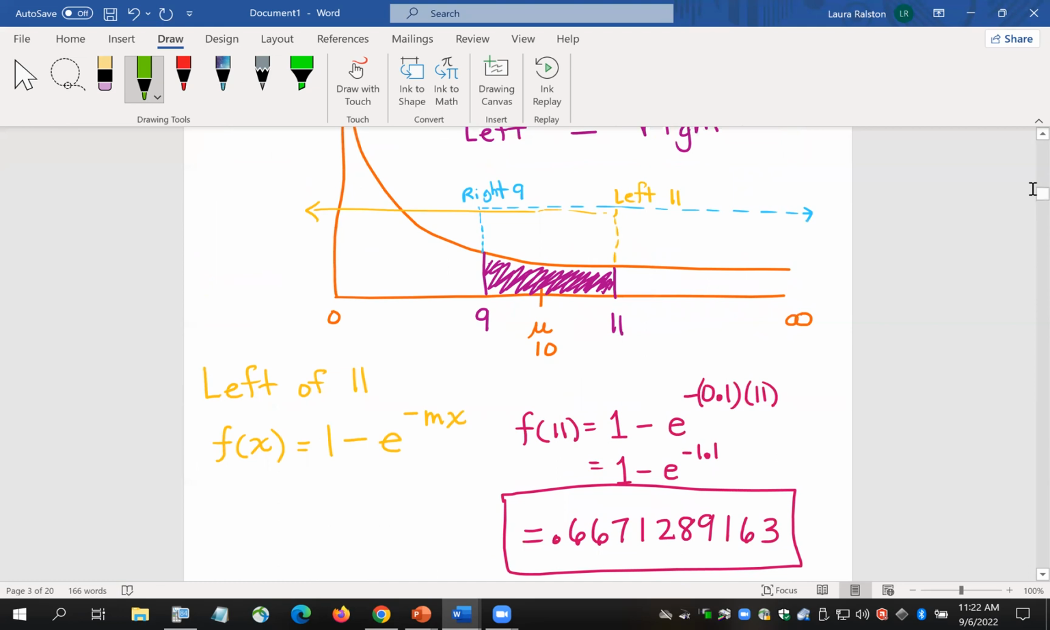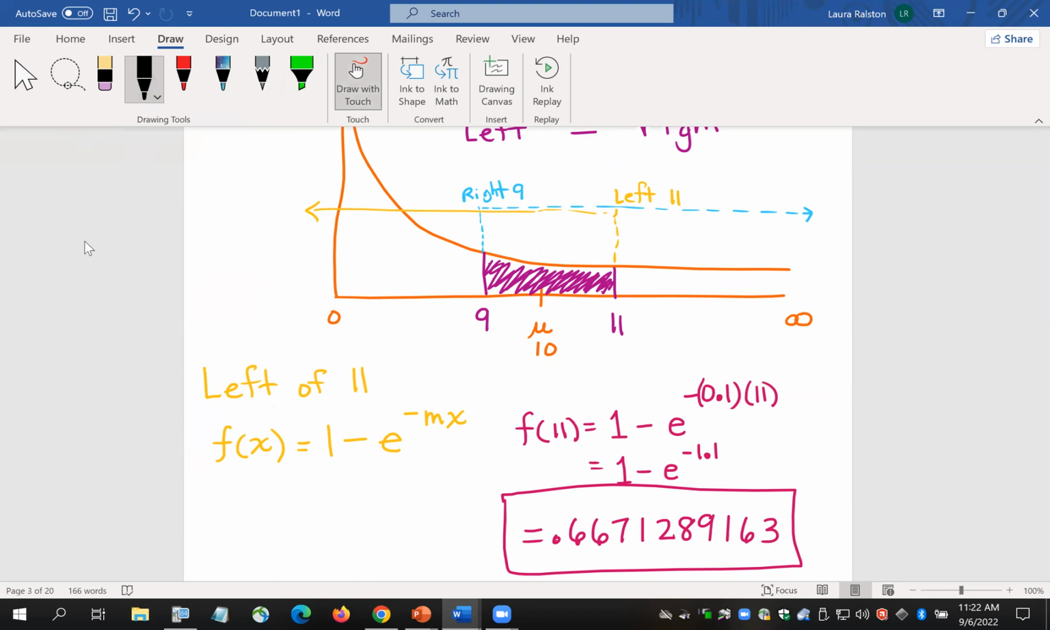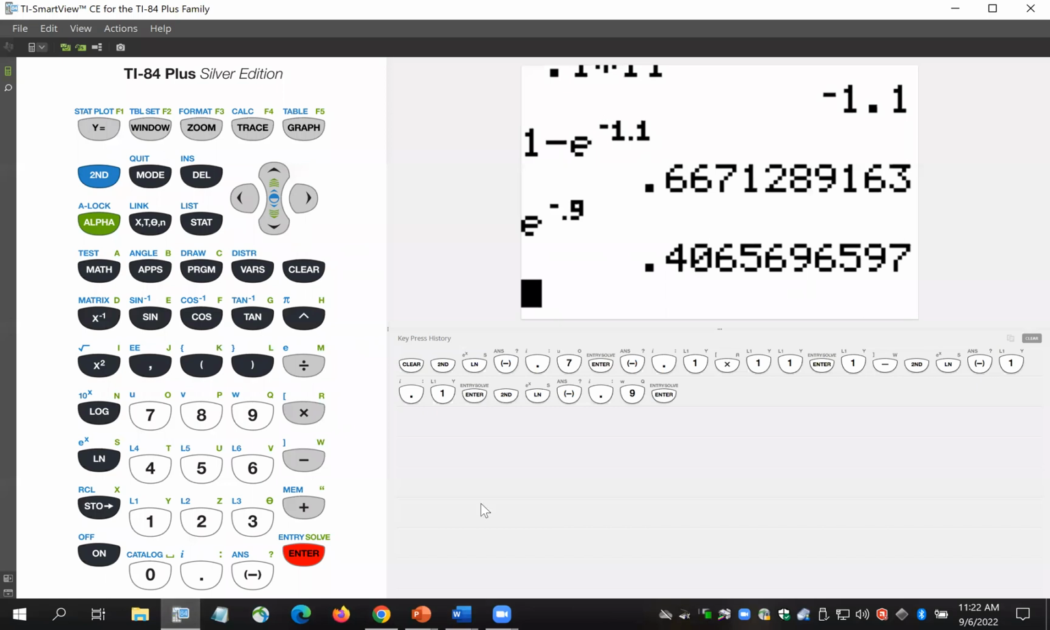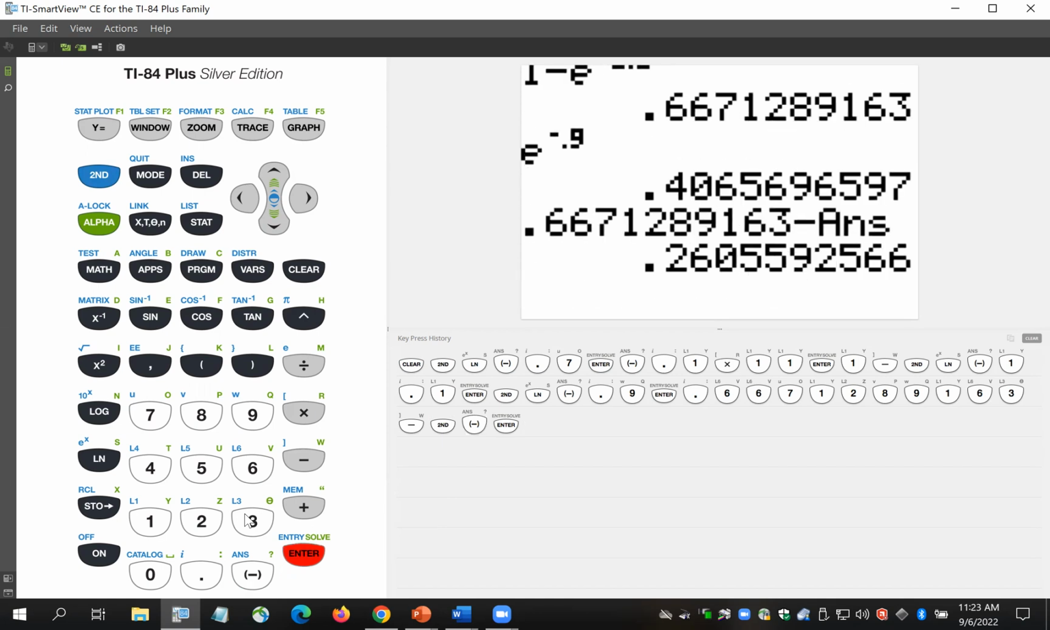We want to do f at 9, or excuse me, f of 11. We're going to do f of 11 minus f of 9. So I'm going back to my calculator, and I'm going to have 0.66712896163. That's f of 11 minus the other decimal, and I can pop it in and enter, and I get 0.2605.